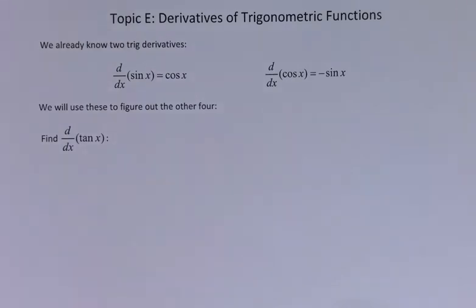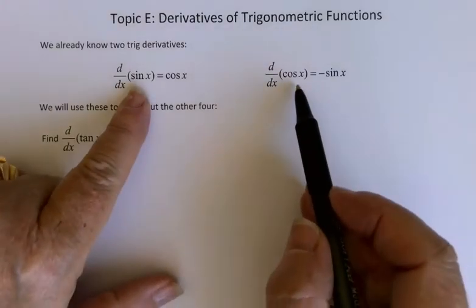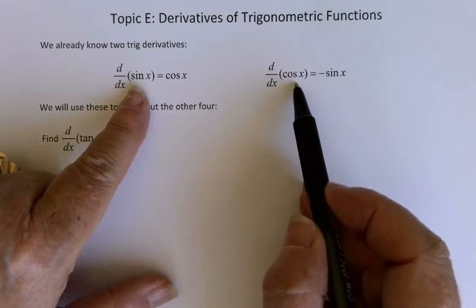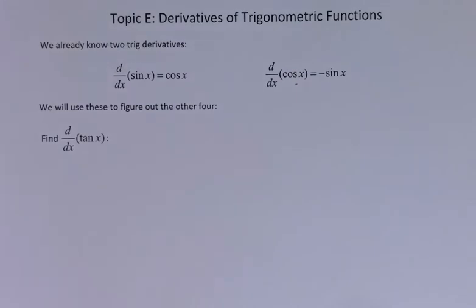This is Unit 2, Topic E. We'll be looking at derivatives of trig functions in this topic. We already know two of our trig derivatives, right? Of our main 6 trig functions, we've already talked about the derivatives for sine and cosine. But we haven't looked yet at the derivatives for the other 4: tangent, cotangent, secant, and cosecant.